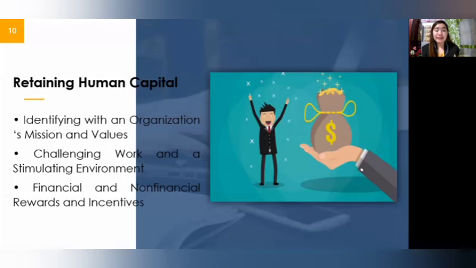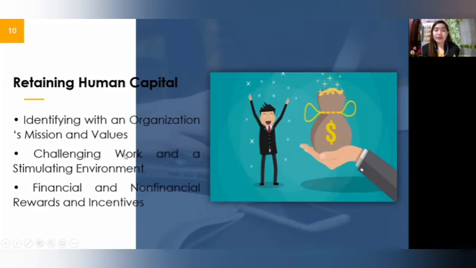Lastly, we have retaining human capital. In order to retain your employees, a firm must at least give them a good offer in exchange for their hard work. Examples are recognizing their effort by giving incentives in the form of financial or non-financial rewards. So here we have identifying with an organization's mission and values, challenging work, and a stimulating environment. Lastly is financial and non-financial rewards and incentives.